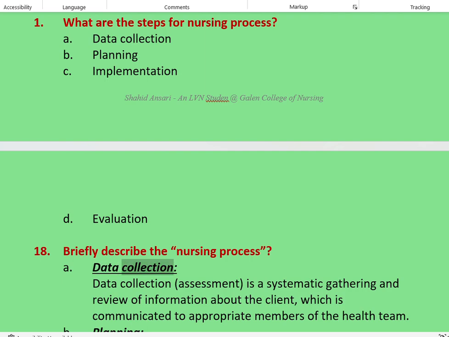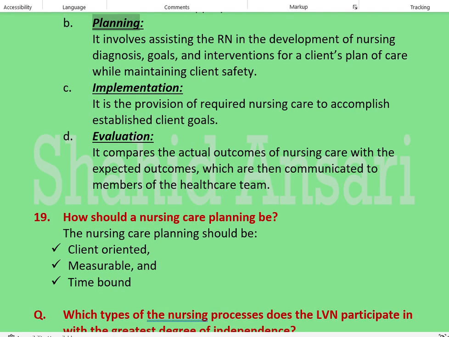A. Data collection. Data collection, or assessment, is a systematic gathering and review of information about the client, which is communicated to appropriate members of the health team. B. Planning. It involves assisting the RN in the development of nursing diagnosis, goals, and interventions for a client's plan of care while maintaining client safety.